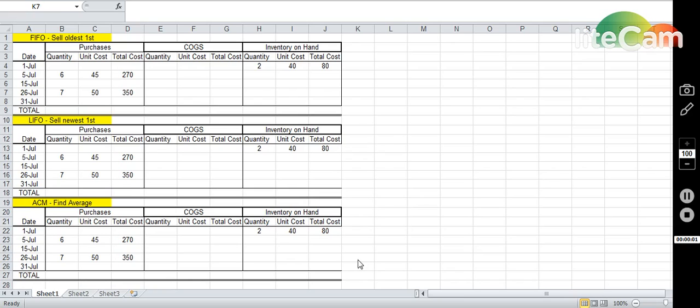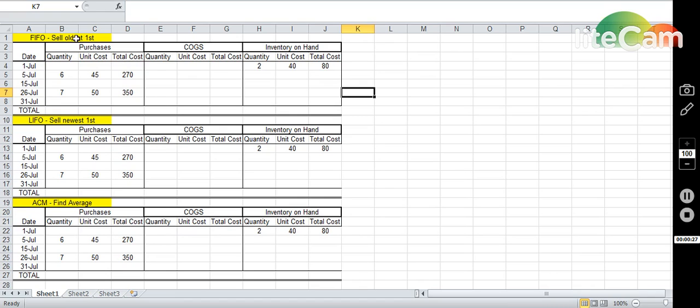Hey, today we're going to talk about FIFO, LIFO, and average cost method. So FIFO stands for first in, first out. We sell our oldest first. LIFO, we're going to sell our newest, last in, first out. And the average cost method is in between. We weren't really sure, should we use FIFO or LIFO? So we'll average out our costs.